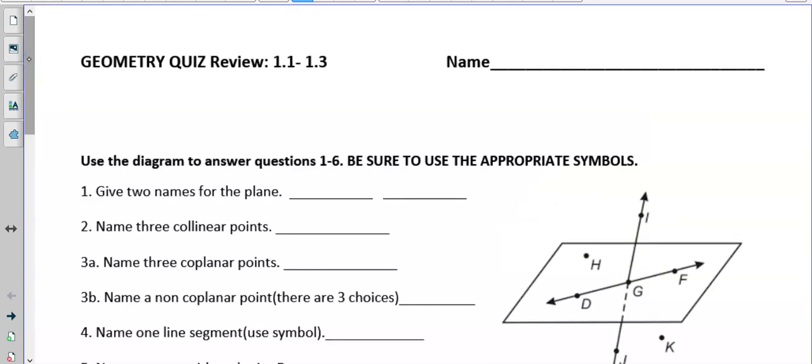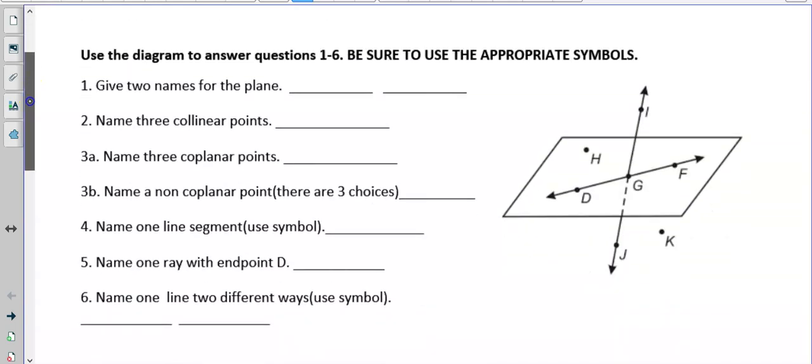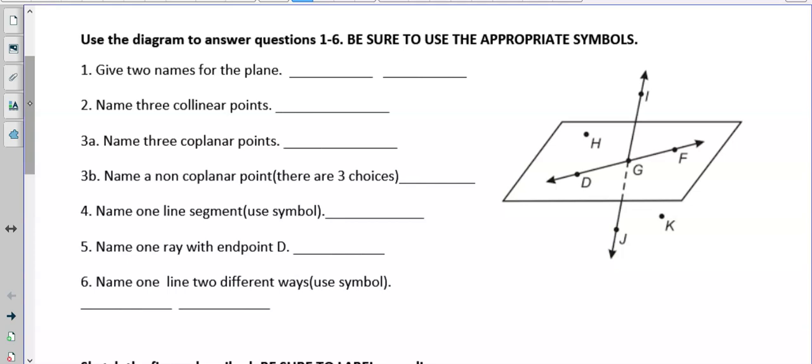All right, review for the first quiz of the semester. It says use a diagram to answer questions 1 through 6. Be sure to use the appropriate symbols. Number 1, give 2 names for the plane. So the plane is this parallelogram-ish shape right here.